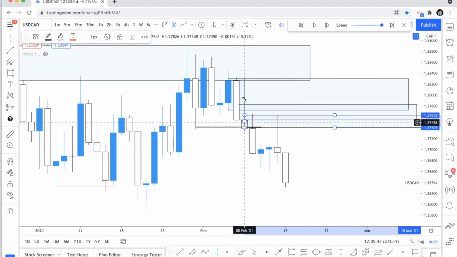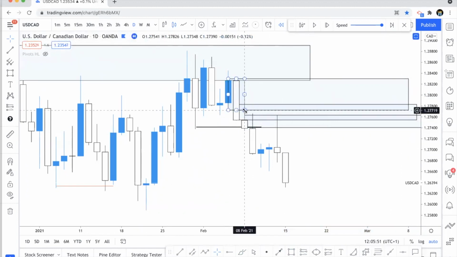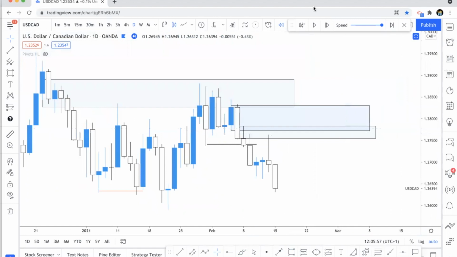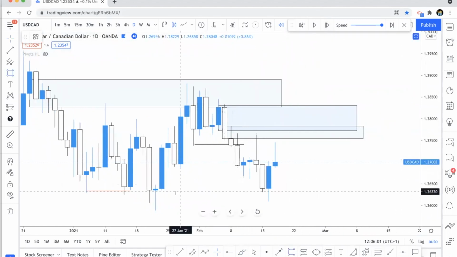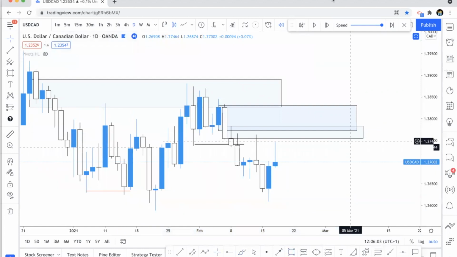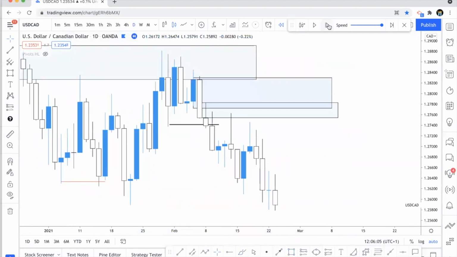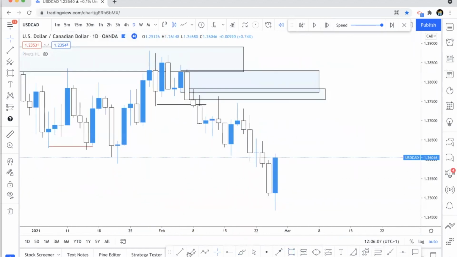All you've got to do is set up the unmitigated areas on the higher time frame. You just go to the lower time frame to look for the market to change direction, and then you take the sell. So let's see here. We had another break. Okay, here's another break. Oh, we have a double bottom. So we're looking for price to break. There we go. All right, we have another break of structure here.